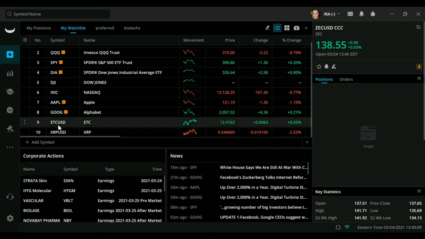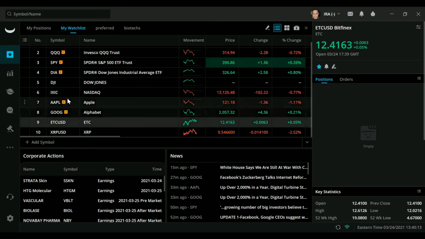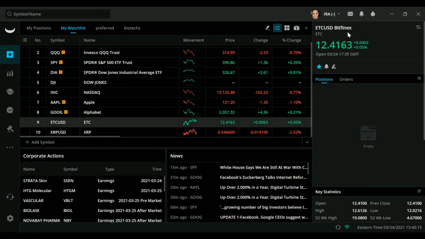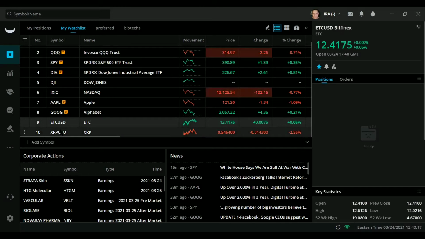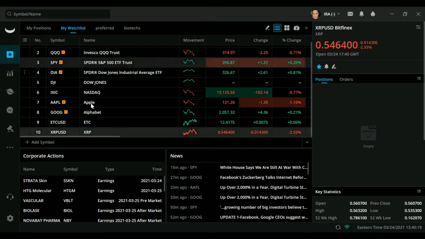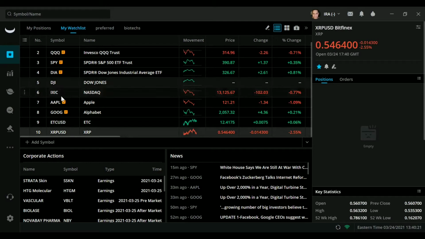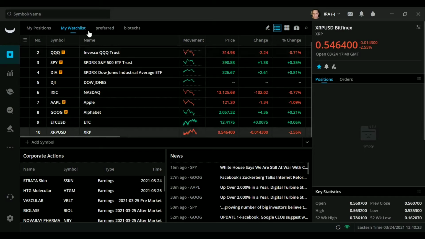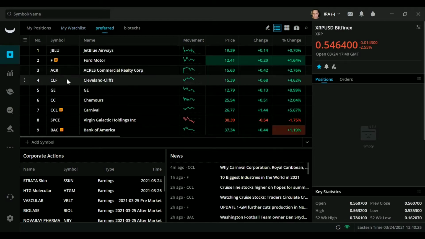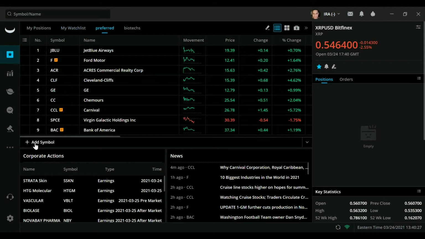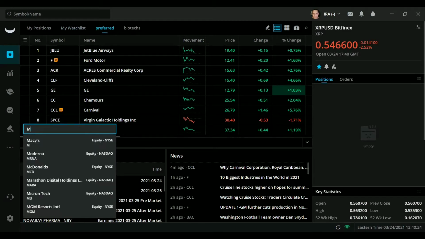We have here ETC. I believe that's Ethereum. And yep, Bitfinex, that's Ethereum. XRP as well is also crypto. These two are crypto, so they come up in this software. Preferred. These are the ones that I prefer to watch, and I can change them. I can add a symbol just by clicking here.